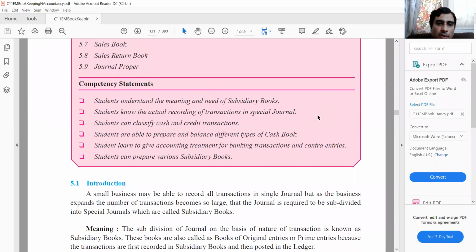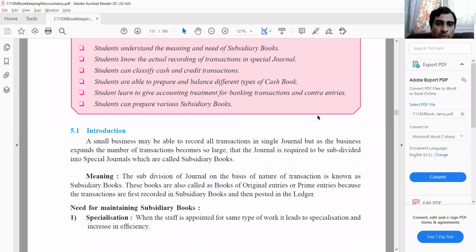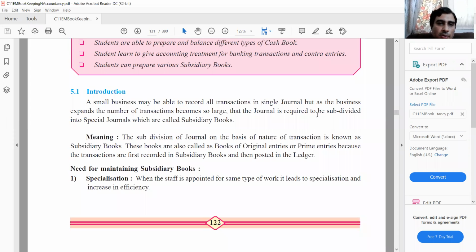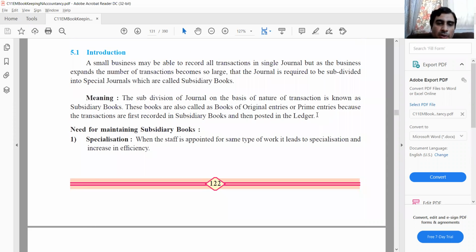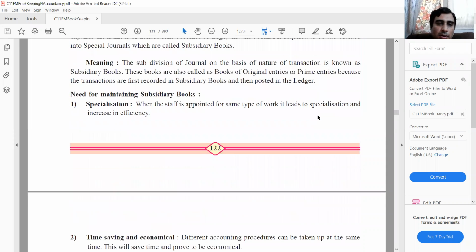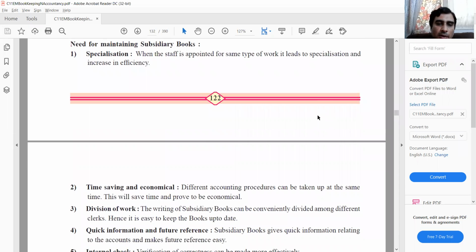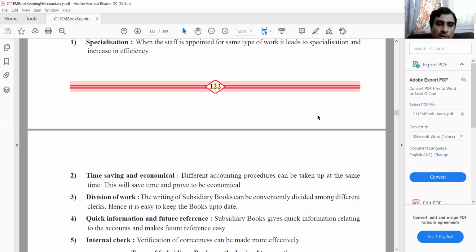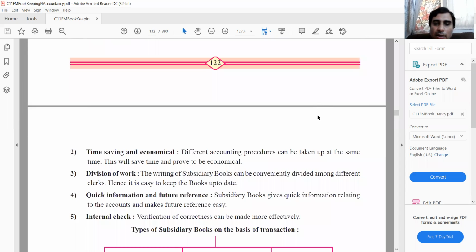So we already spoke about what is a subsidiary book and the need for subsidiary books. Your textbook will mention specifically, with respect to your examination body, what answers they are looking for. At the concept level, once you understood the meaning of subsidiary books, you should be able to read through these and understand and remember these answers. By and large, it is time saving and economical. There is division of work, there is specialization, there is quick information availability, and there are internal checks.